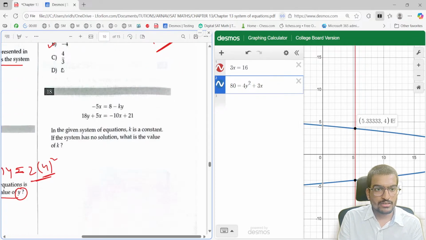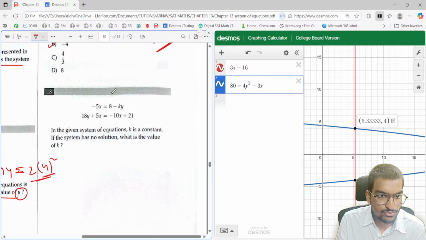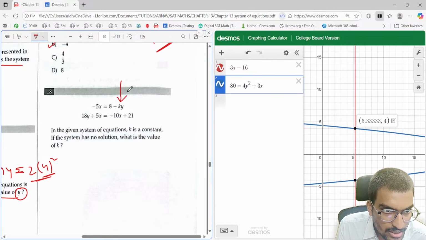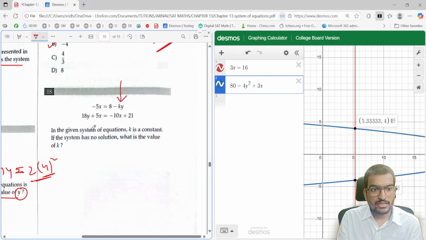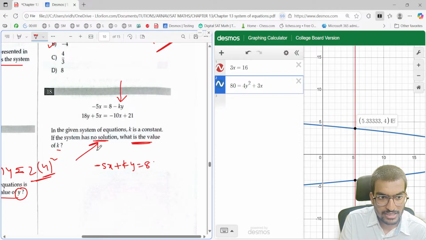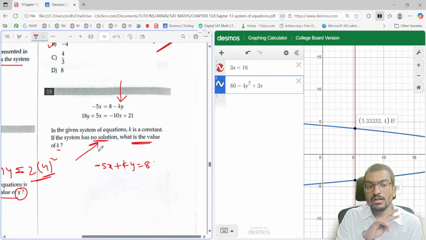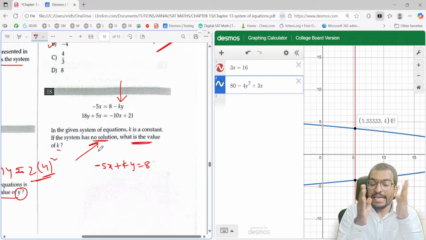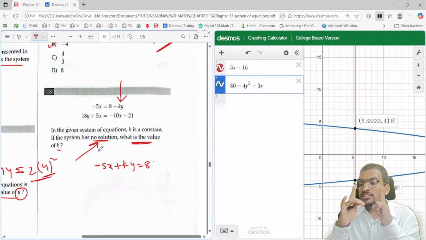Question 18. So here we can't use DESMOS because there is an unknown value involved. In the given system of equations, k is a constant. If the system has no solution, what is the value of k? So what we do, put them in a proper way: -5x plus ky equals 8. The thing is, no solution. No solution means x term same, y term same, but constant terms are different.